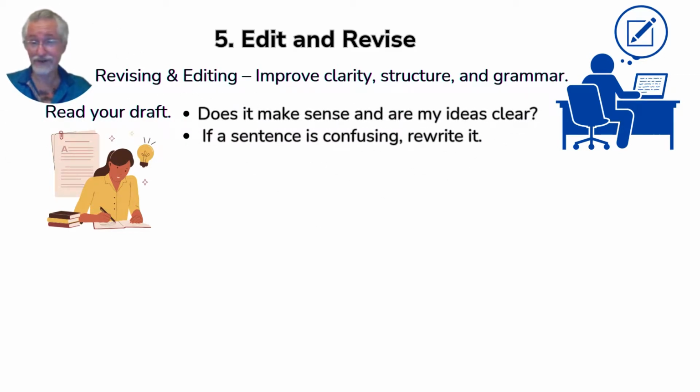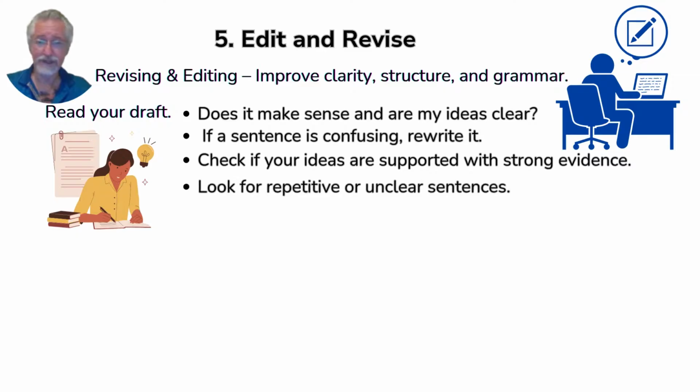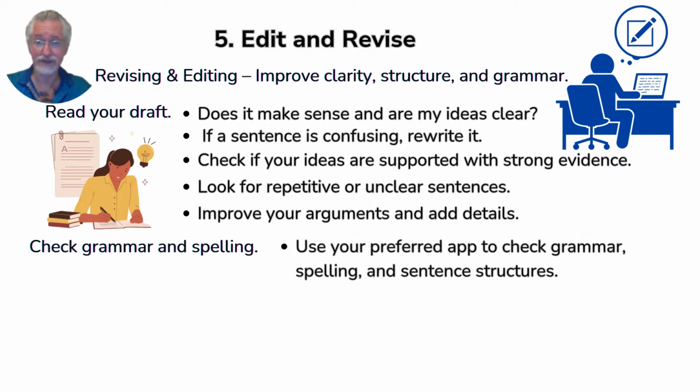If a sentence is confusing, then rewrite it. Check if your ideas are supported with strong evidence, and look for repetitive or unclear sentences. Repetitive sentences means that you're saying the same thing over again or using the same sentence over again in different paragraphs. Improve your arguments and add details if you think it's necessary. Check your grammar and spelling. Make sure you use your preferred app to check grammar, spelling, and sentence structures.